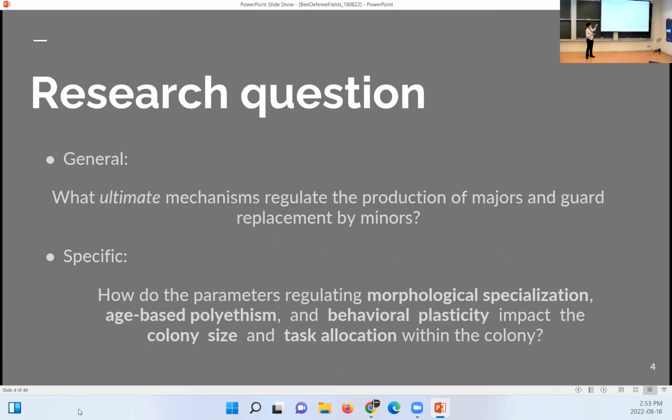But ultimate in the sense of how is this good for the colony? What is adaptive? What is determining the number of majors you produce, so how many specialized individuals you produce? And then specifically, what we're going to study is how do the parameters regulating these 3 processes, specialization, age-based polyethism, and behavioral plasticity or task generalism, affect colony size and task allocation, which are the 2 big things that determine colony survival and thriving.